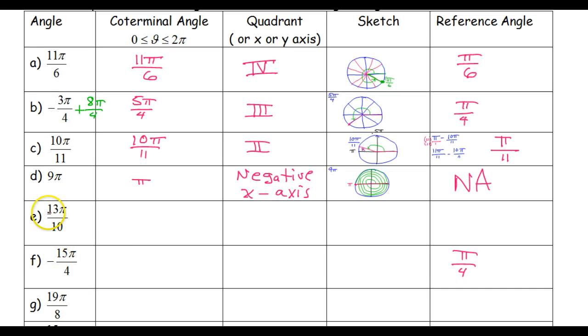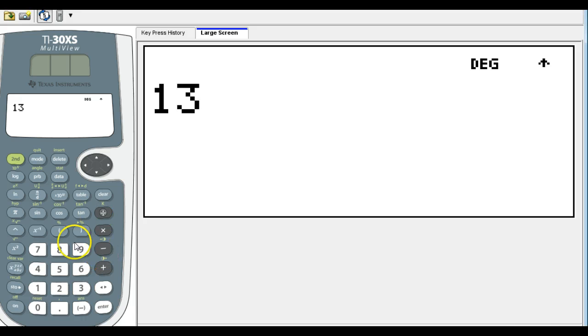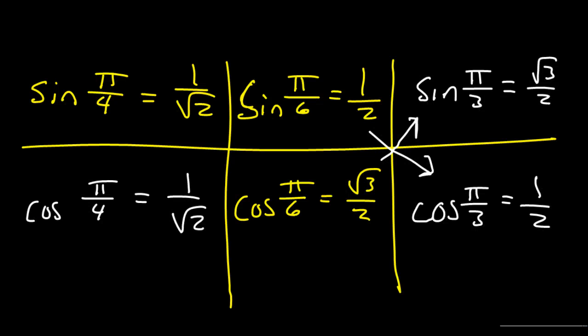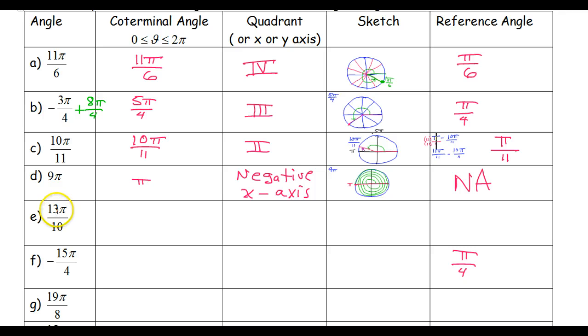Alright, so 13 pi over 10. We're supposed to find a coterminal angle between 0 and 2 pi. However, 13 divided by 10 is 1.3. So that means this is 1.3 pi. It is already less than 2 pi. I'm just going to recopy it. It will be its own coterminal angle between 0 and 2 pi, so we will just write 13 pi over 10 in this case.